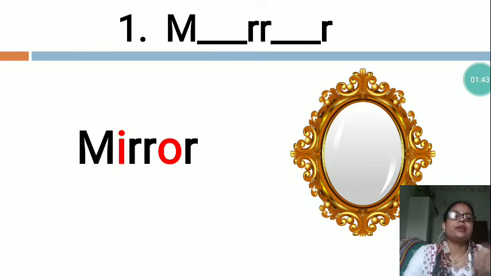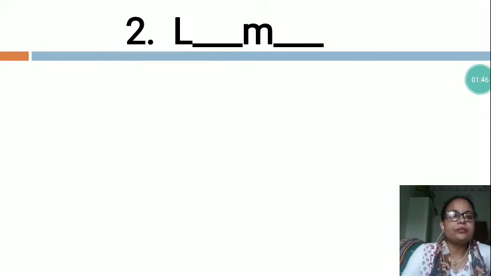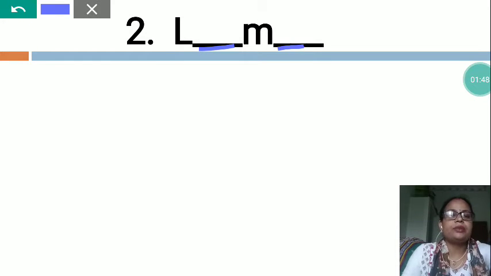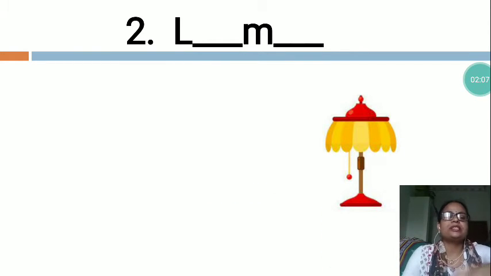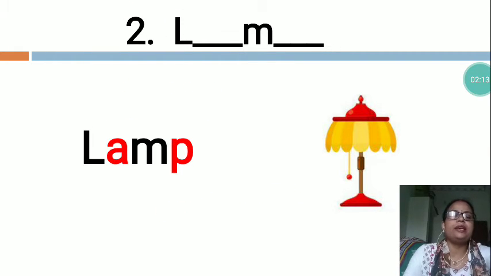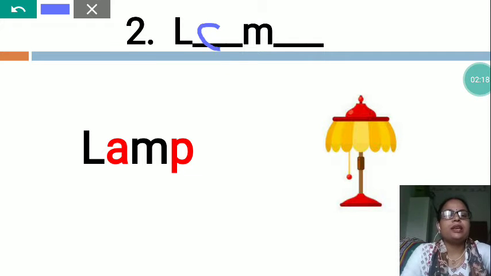So this is mirror. Now the next is L dash M dash. So in this word also two letters are missing. So you will have to fill the correct letter at the proper place and you will have to make a meaningful word. So what is this? Now I would like to give you the clue. You can see this is a picture of a lamp. So the lamp spelling is LAMP, lamp. So we will fill here L, after that A, then M, then P.